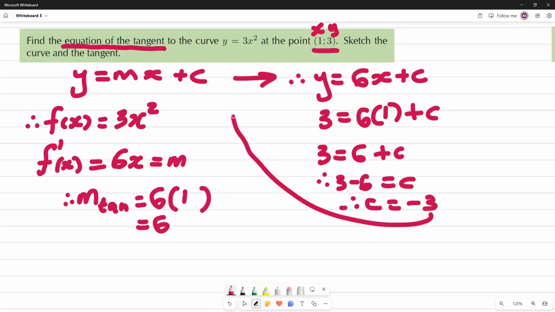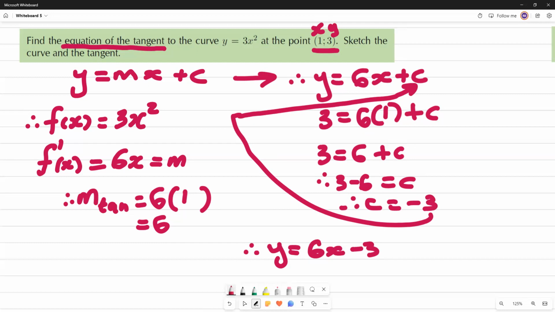Then you take this and put it back there. Therefore, the equation of the tangent will be y equals 6x minus 3. Do we see it, ladies and gents? I hope that makes sense.